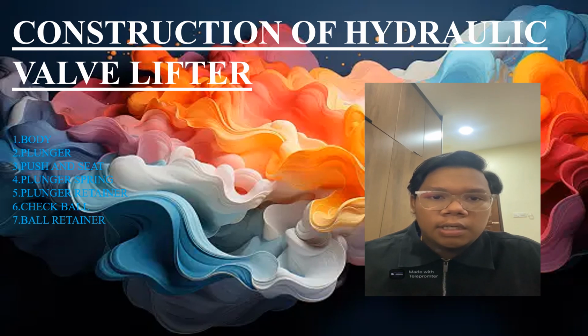A hydraulic valve lifter consists of a cylindrical body that houses a piston, a spring and a small reservoir of oil. The lifter is positioned between the engine's camshaft and the push rod or rocker arm, depending on the engine's design.